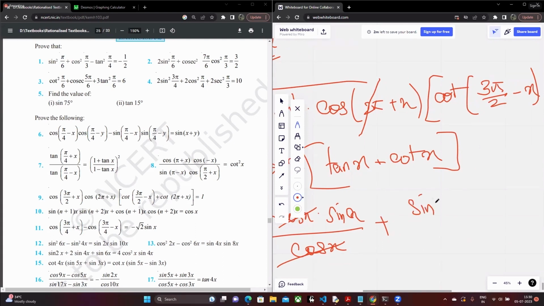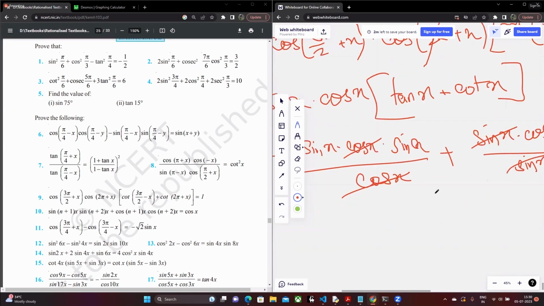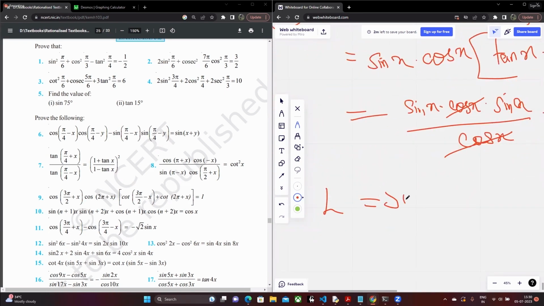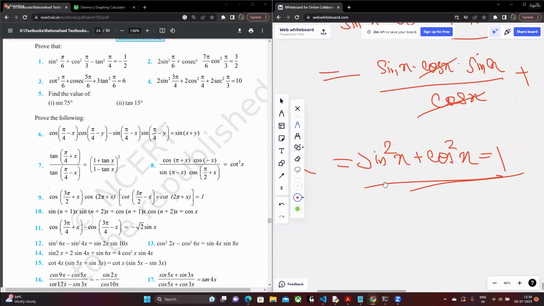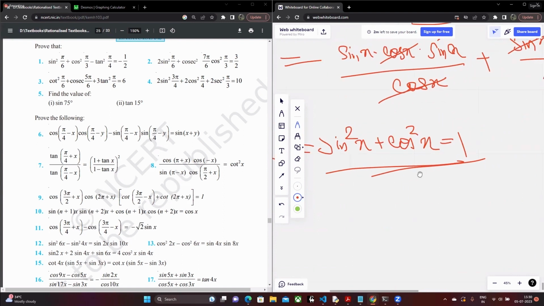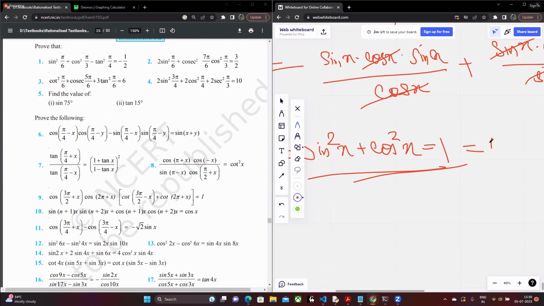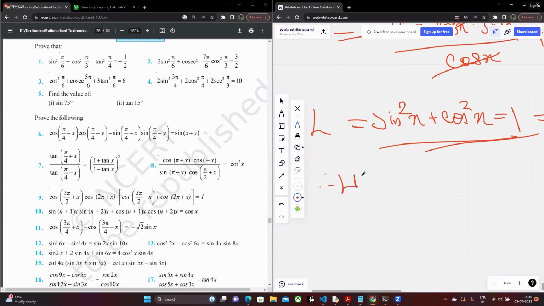Plus, this is going to be sin x times cos x. Since cot is cos by sin, you're going to be having cos x divided by sin x. Sin x and sin x cancel out. Right? So L is basically equal to sin squared x plus cos squared x. That is equal to 1. Therefore, since the right hand side is also equal to 1, this is equal to R. Therefore, LHS is equal to RHS. Therefore, true. Right.